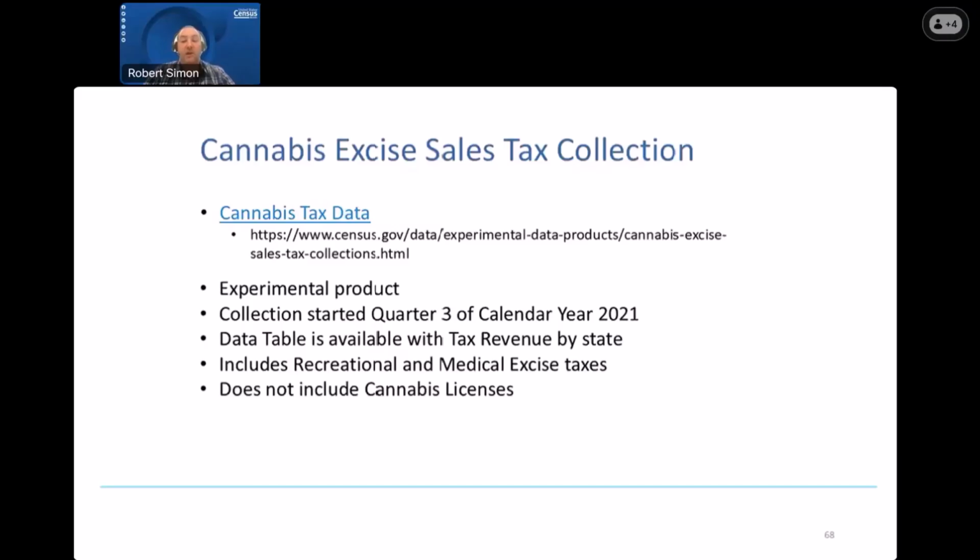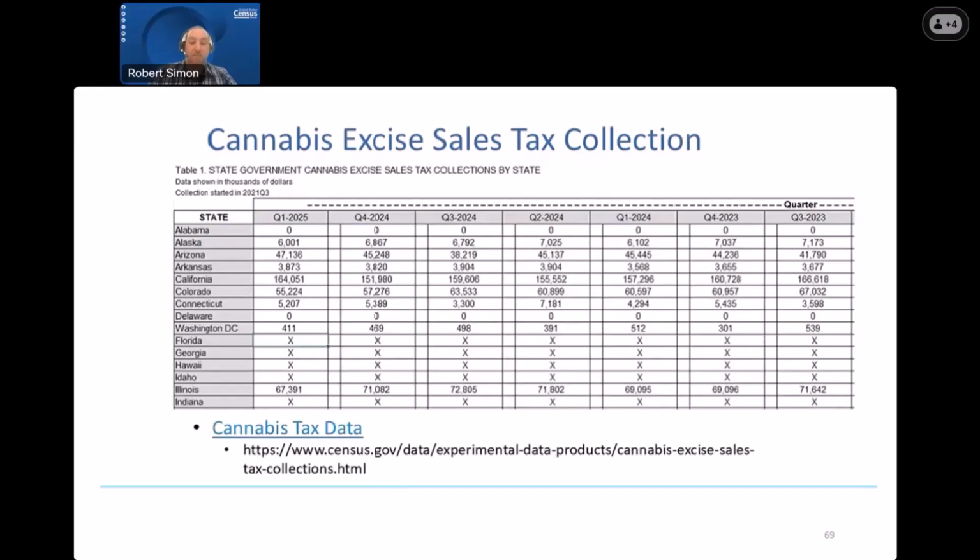The data includes recreational and medical cannabis excise taxes. In fact, states often have different tax rates for recreational and medical cannabis. The data does not include cannabis licenses. Here's what the data table looks like. It's pretty simple and easy to understand.